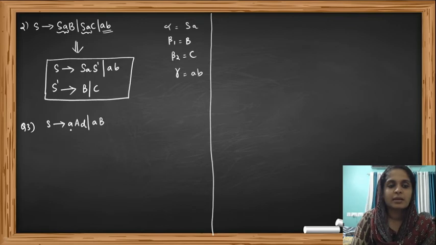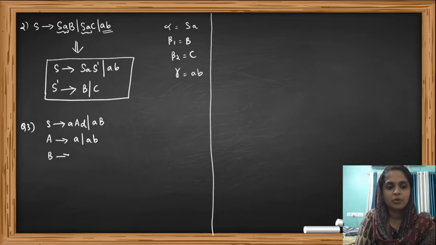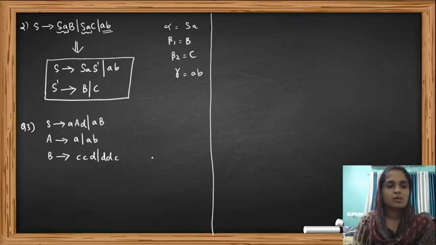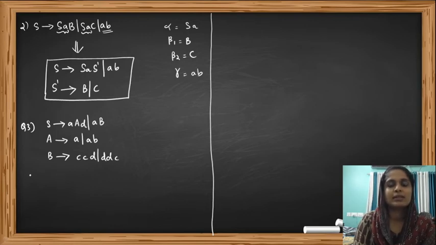S produces AD bar AB. A produces A bar AB. B produces CD bar DC. So this is our question. And in this question, there are three productions, right? Till now, we have seen the grammars with only a single production. But here in this grammar, there are three productions.